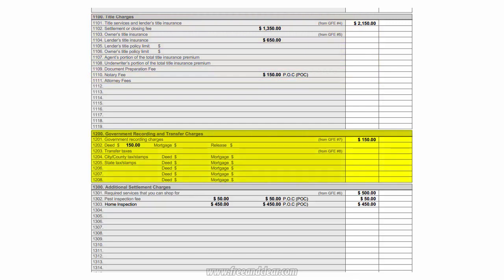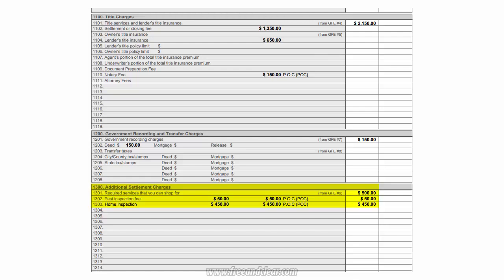Next, we have the government recording and transfer charges, which are the fees charged by your local government when a property is sold. We show a $150 recording fee in this example. Most local governments also charge a fee or transfer tax when a property is sold. These fees can be significant, but they are typically paid for by the seller, so we have left that figure blank. The final category of closing costs is additional settlement charges.